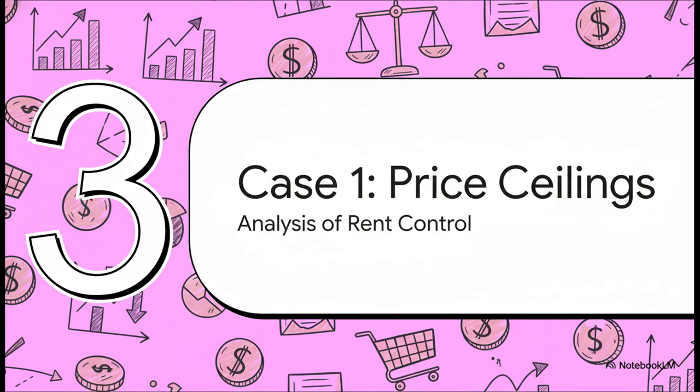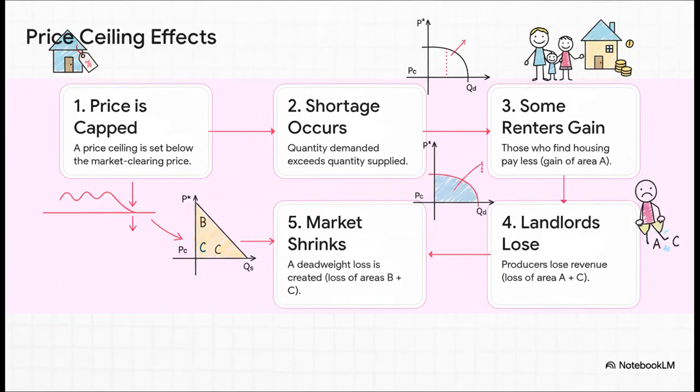But what does our new toolkit tell us about what actually happens? Okay, let's break it down. You set the rent cap below the market price, and right away you get a shortage. More people want apartments than are available.